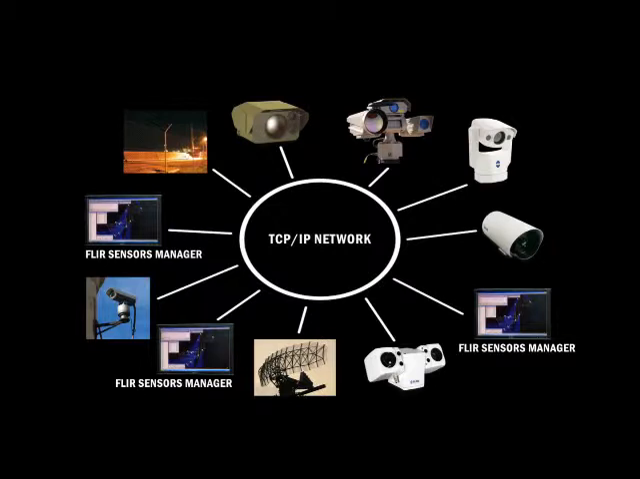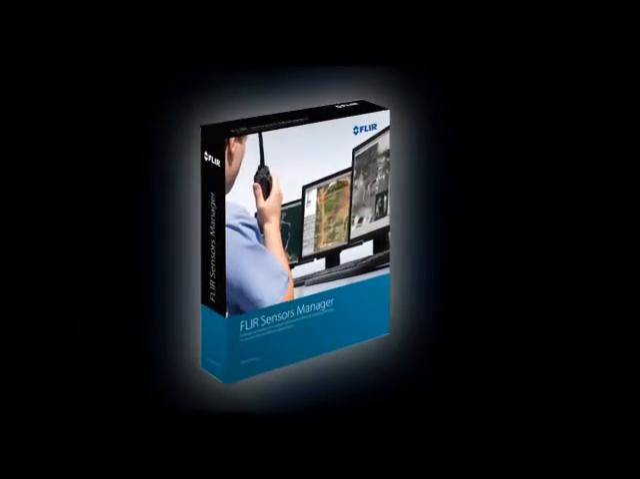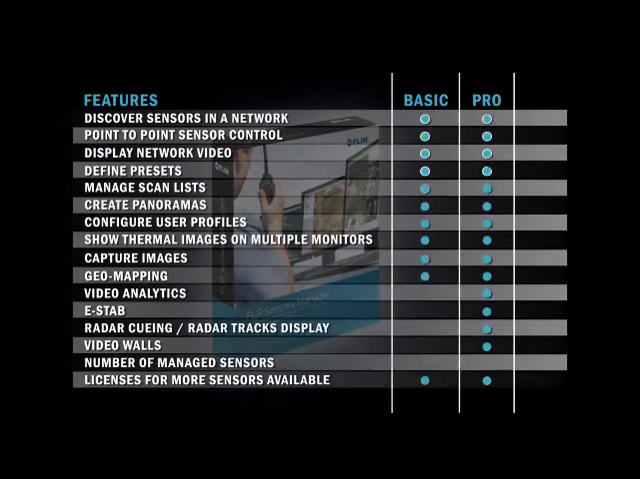FLIR Sensors Manager exists in two versions, Basic and Pro. The Pro version contains all the features that are incorporated in the Basic version. On top of this, the Pro version contains a number of useful modules that will allow you to get the most out of your security network. A demo version of FLIR Sensors Manager Basic, allowing to manage one sensor, is available free of charge from our website and comes with every FLIR Systems thermal imaging camera. Let's have a look at the Basic version first.